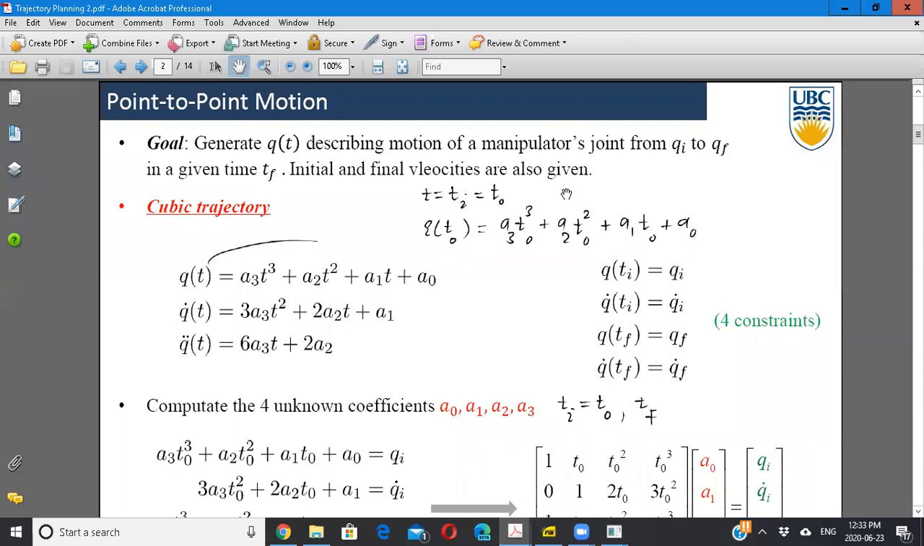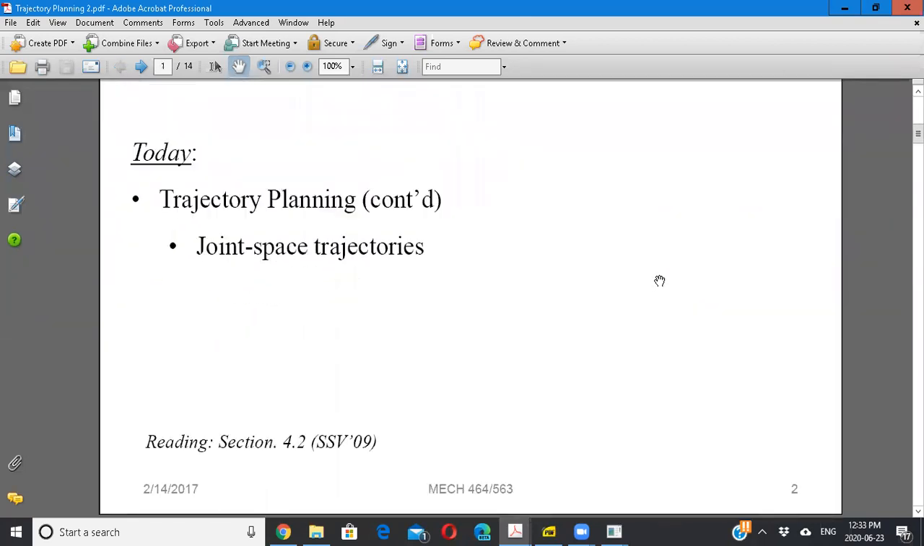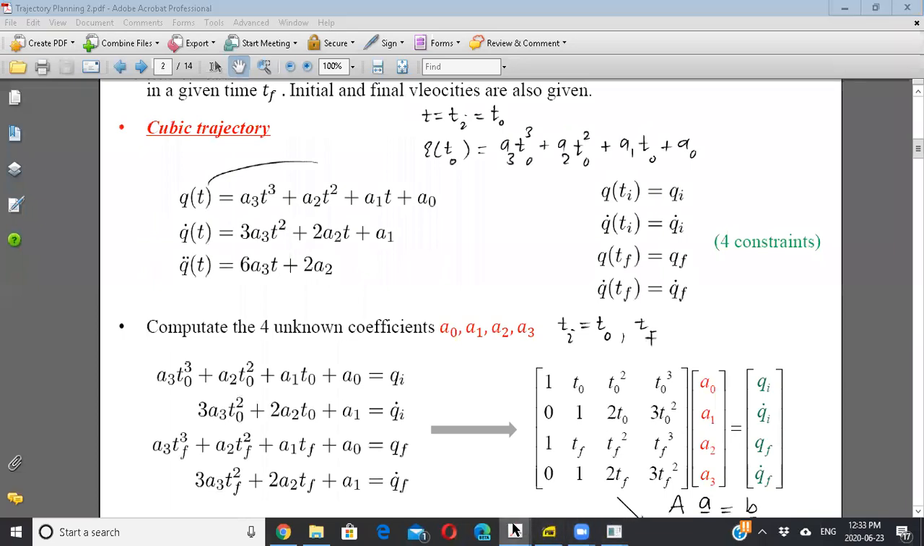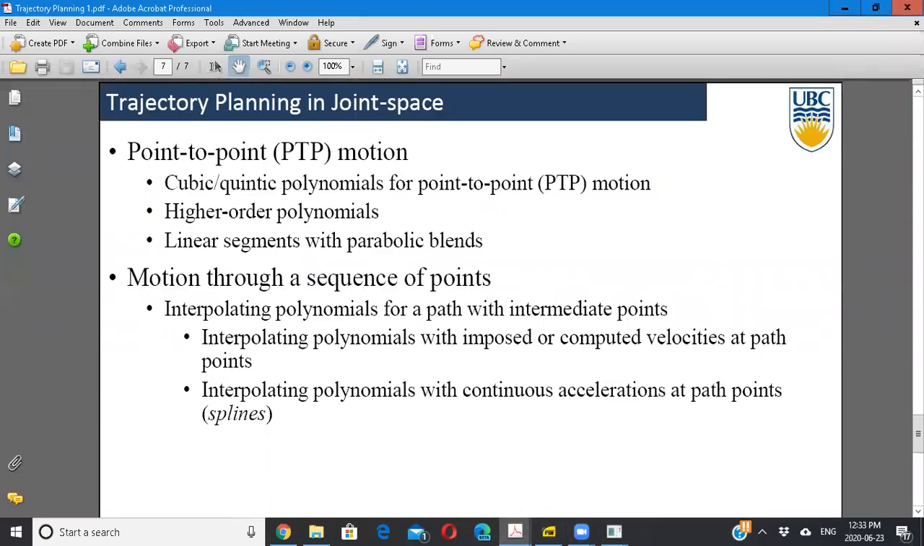Initial and final velocities are also given. Let's say they are given, and at the initial time t, the q is qi. Let's say this was for the first joint. In the previous example, it was minus 170 degrees.